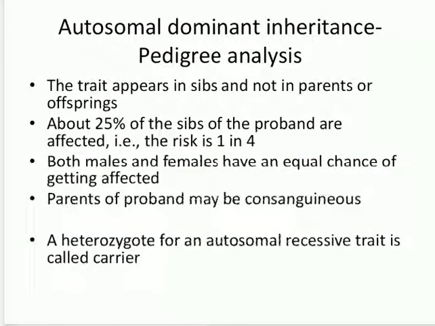So let me again tell the features. The trait appears in siblings, not in parents or offspring. About 25% of siblings of the proband are affected. Both males and females have an equal chance of being affected. Parents of the proband may be consanguineous. Now see that the parent is a heterozygote. This heterozygote state is called a carrier. On the medical side, a carrier is a person with an infection who is not manifesting it but is transmitting it. In genetics, carrier means the heterozygote state.